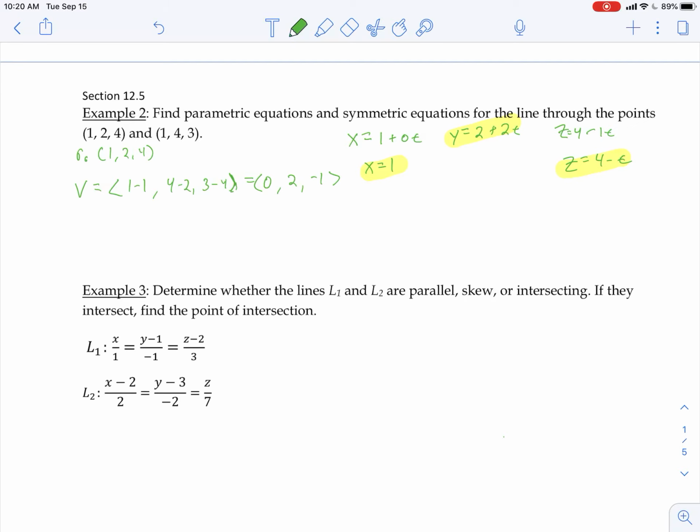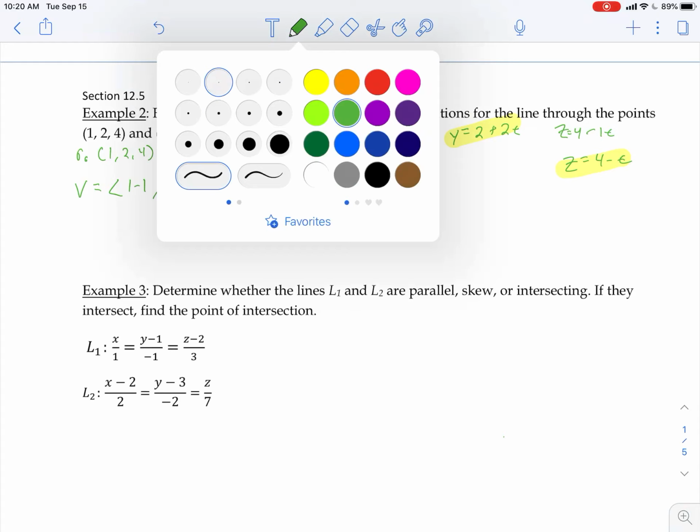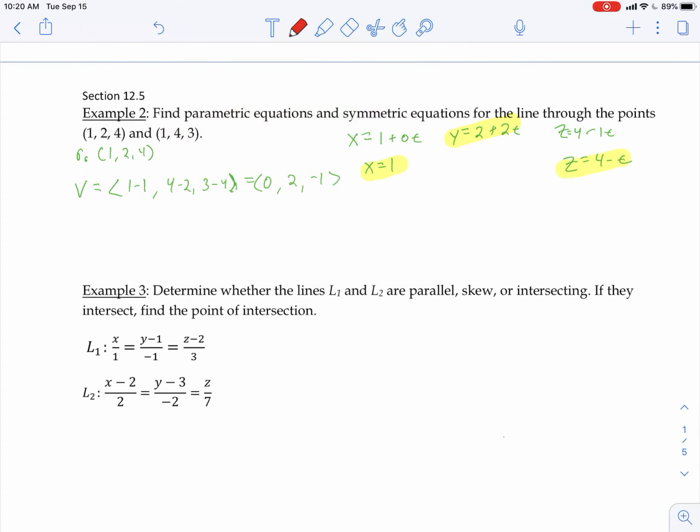And now we want to find the symmetric equations. When we're doing the symmetric equations, there's a problem. x does not have a t with it in its parametric equation, so we're just going to have x equals 1. That has to be set aside separate because there's no t value. For y equals 2 plus 2t and z equals 4 minus t, we have to solve those for t. So we just have to subtract our values.